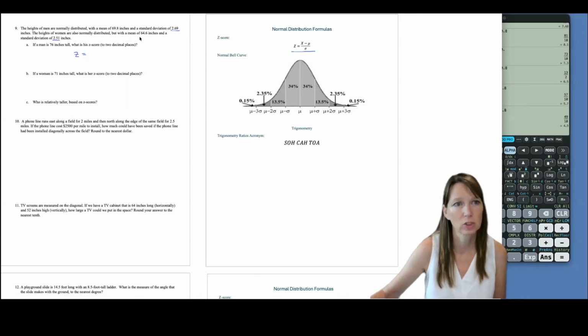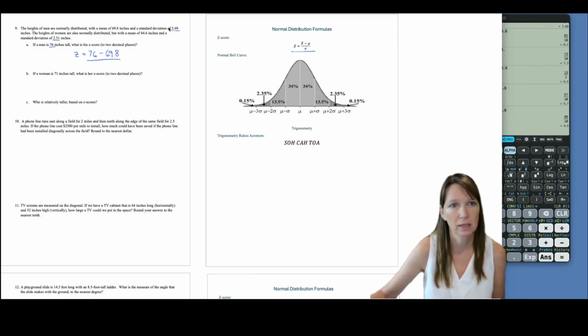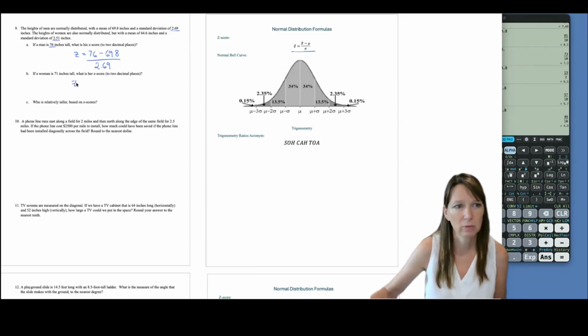Z is going to be equal to this person's data point, 76 inches. You're going to subtract the mean for men, comparing him to men, not the women, and then divide by the standard deviation for men. And for this woman who's 71 inches, we're going to do the same thing, except we're going to use 71 for her data point, 64.6 for comparison to other women, and then divide by 2.51.